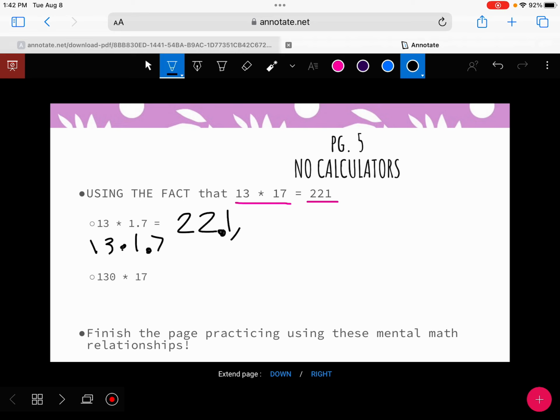It's a similar kind of vibe on the next one, 130 times 17. What happened down here? Add a 0. So this is going to be 2,210 because we moved the decimal place this way. So we got to move this decimal place that way.